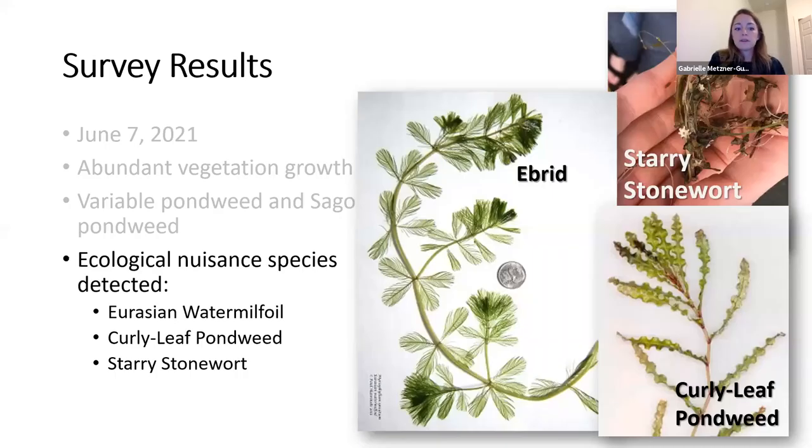Now, the other species that we also observed during the survey were Eurasian water milfoil, curly leaf pondweed, and starry stonewort. These are all what we call invasive species or ecological nuisance species. They disrupt the ecology and cause harm to the environment by disrupting fish habitat and outcompeting native species. And they can even cause economic harm.